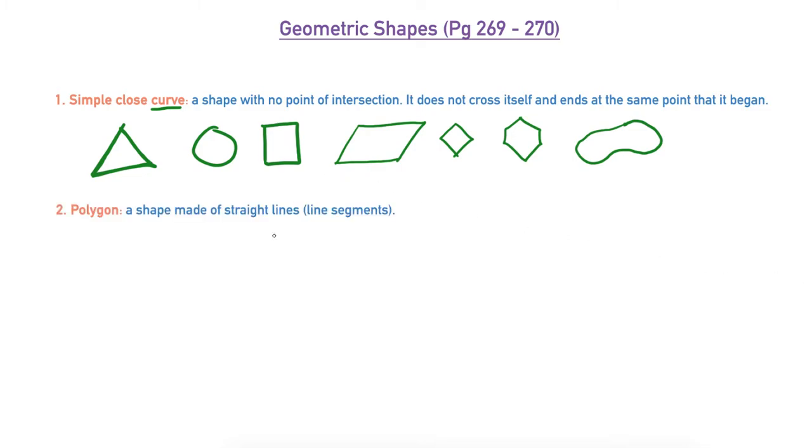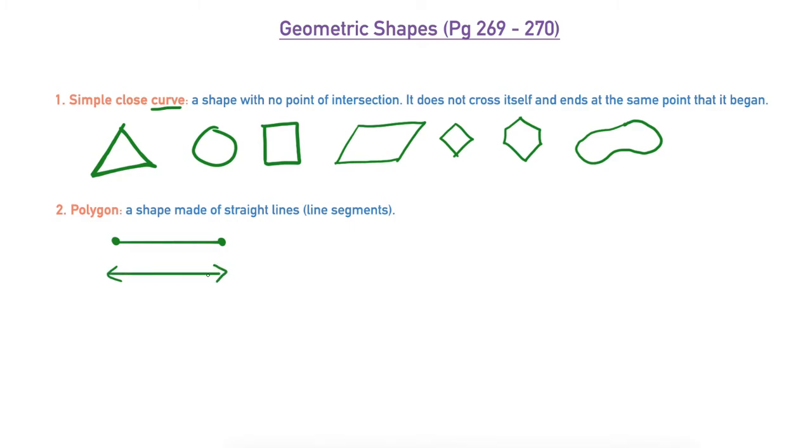Number 2, polygon. A polygon is a shape made of straight lines, line segments. If you remember in our last lesson, we talked about line segments. It looks something like this. A line segment has a beginning and an end, okay? Usually you have points at the ends, but it doesn't necessarily have to be. So this is as opposed to this, right?